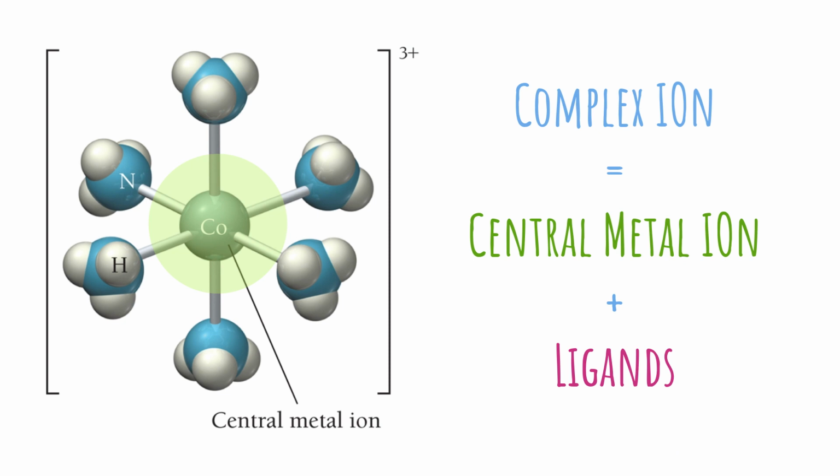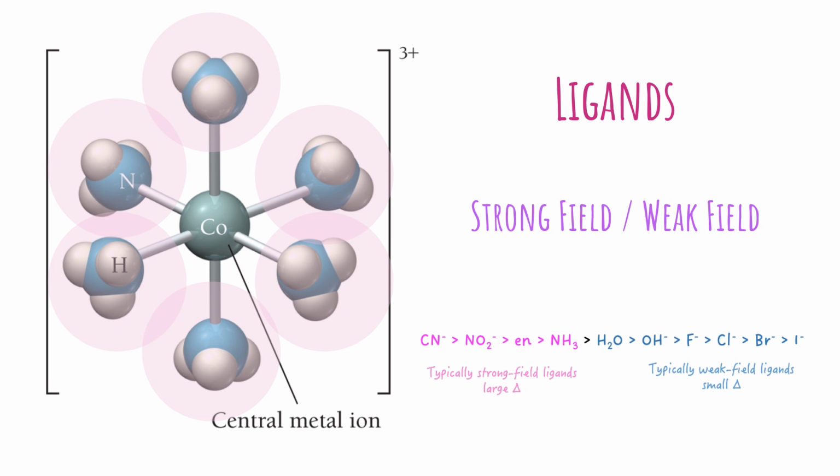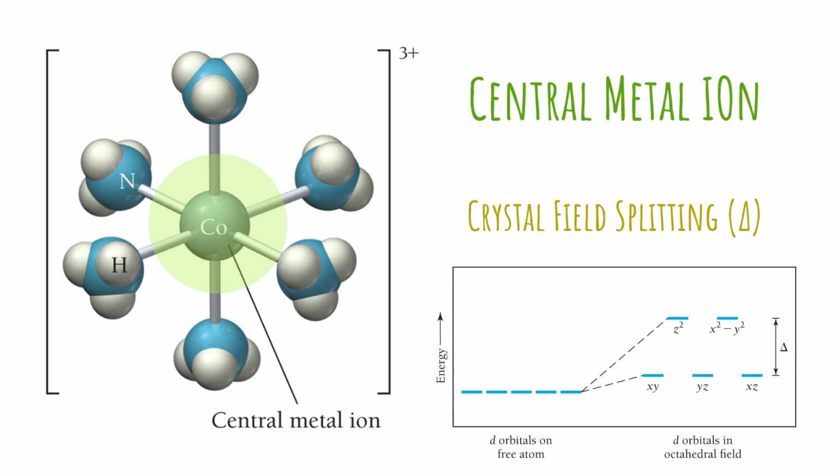In summary, transition metals tend to form complex ions. The complex ion contains a central metal ion bound to one or more ligands. These ligands have strong field and weak field properties that can affect the size of the crystal field splitting energy for a metal ion. The crystal field splitting is a result of the metal ion d orbitals having different energies due to the degree of electron repulsion. The size of the crystal field splitting for the metal ion determines the wavelength of the photon it absorbs and the color of the complex we see.